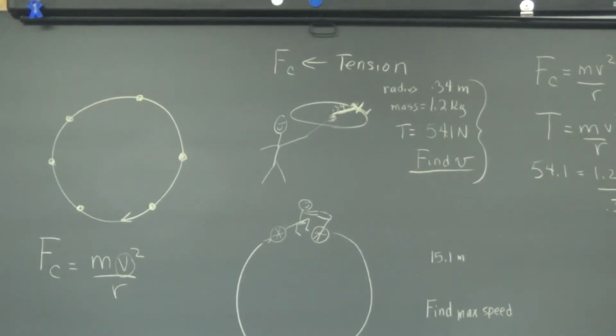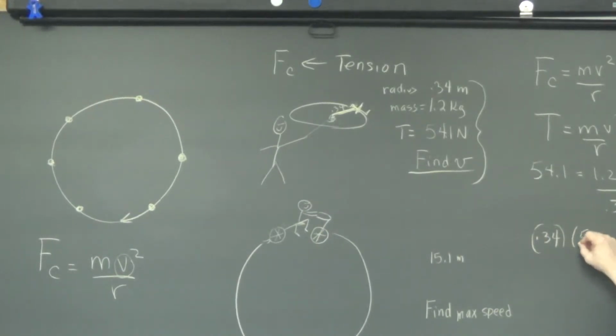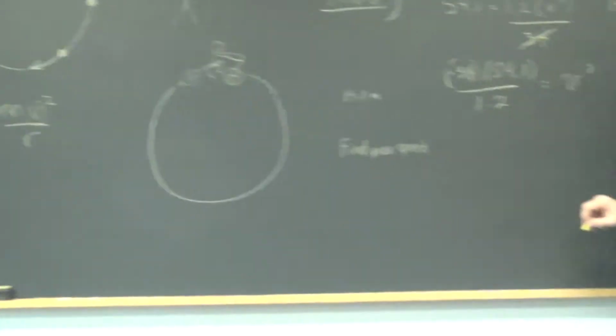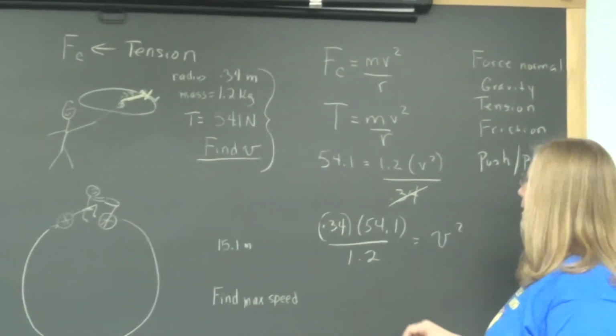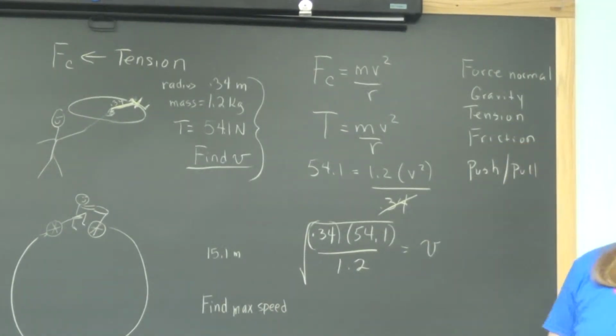Mathematically, what's the last step then? Square root, because that'll give you v squared. So I'm multiplying both sides by 0.34, and I'll let you do that. And that will move this over here, and then I'll divide by 1.2, and that'll give me v squared. I don't want v squared, I want v. So I'm going to square root both sides, and that will be the answer.